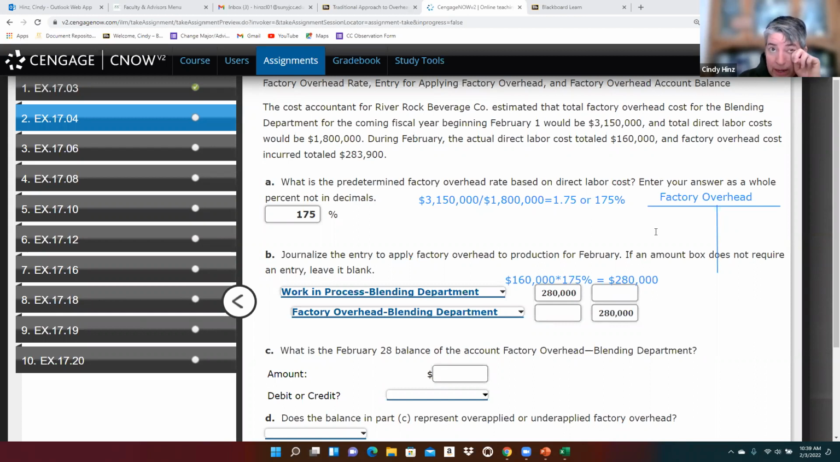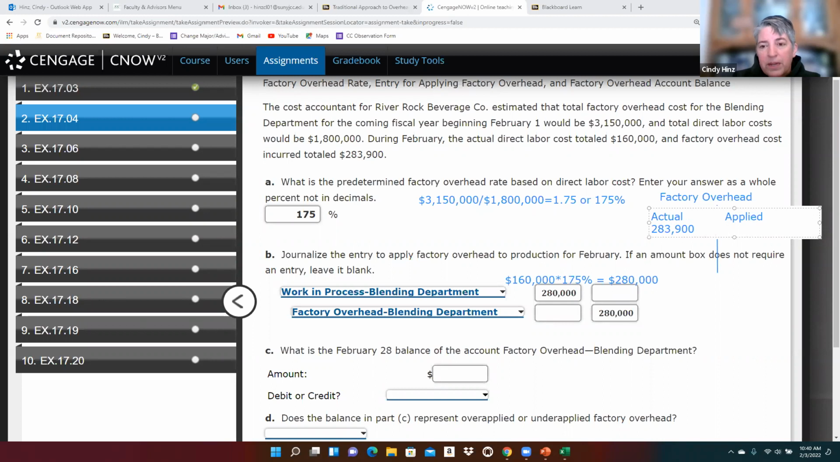In the factory overhead account, as we discussed last class, I can remember writing this on the screen. I wrote on the debit side, I wrote actual, and on the credit side, I wrote applied. And I didn't use numbers, but now we're going to be putting those numbers in. This is just for the month of February. And the final phrase in that first paragraph tells us during February, the factory overhead cost incurred totaled $283,900. So that's our actual cost.